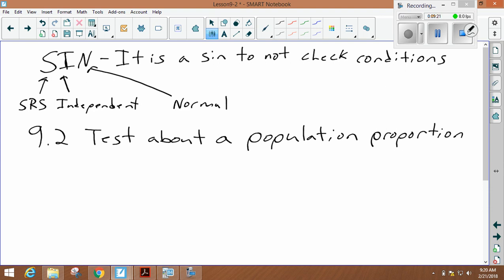So if we are going to do this, we need to check some conditions. First of all, we need to check S. We need to see, is it from a simple random sample? If yes, continue. And always included in that S is the 10% condition.